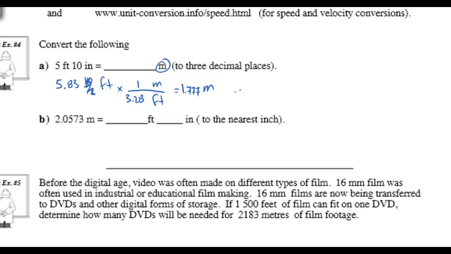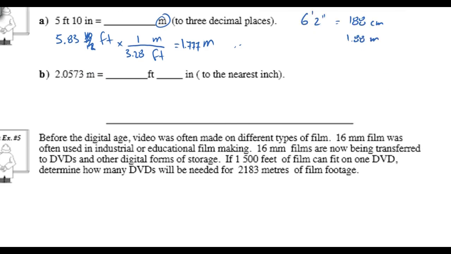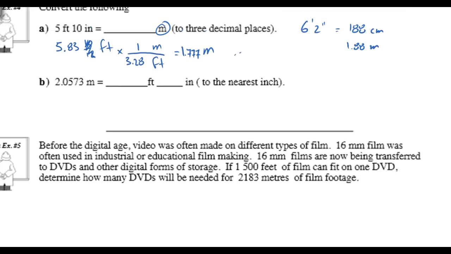A common height here is, for example, 5 feet and 10 inches. So that would be the equivalent to 1.77 meters. I am 6'2", so 6 foot and 2 inches, and that would convert to 188 centimeters, or 1.88 meters. All right. Okay.